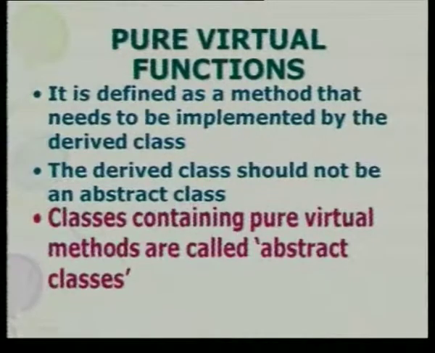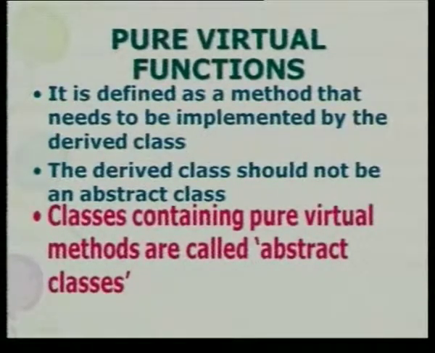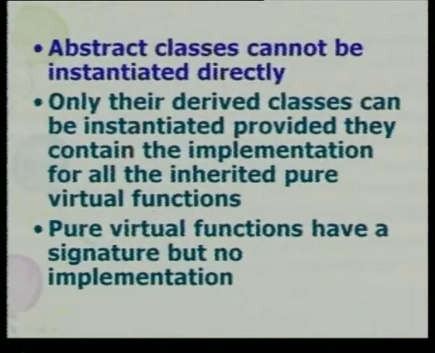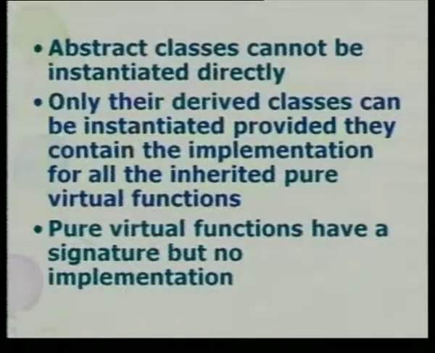Classes containing pure virtual functions are called abstract classes. So, when you call a class an abstract type, that means that class contains a pure virtual function. So, how are these pure virtual functions declared? Abstract classes cannot be instantiated directly. So, a class which has a pure virtual function, you cannot create an object for it, which is different from virtual functions. If a class has a virtual function, you can create an object for that also. But in the case of a pure virtual function, you cannot create objects for that particular class.